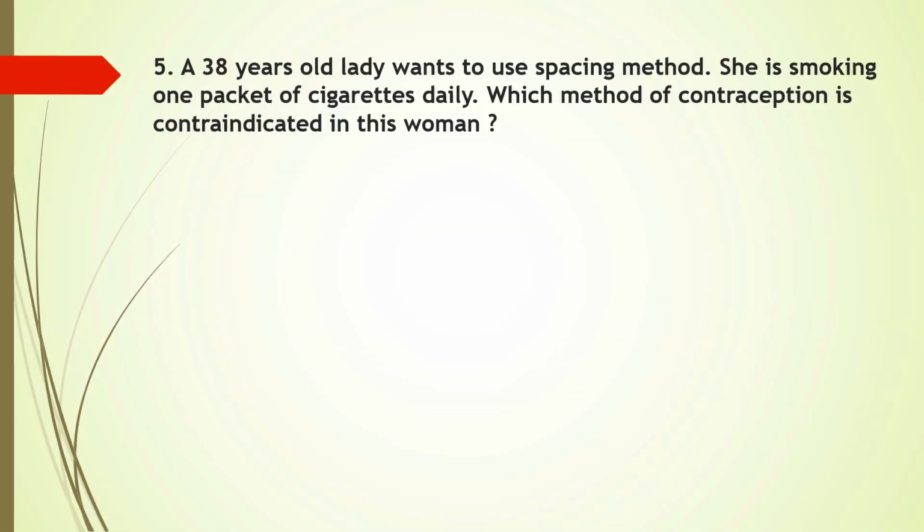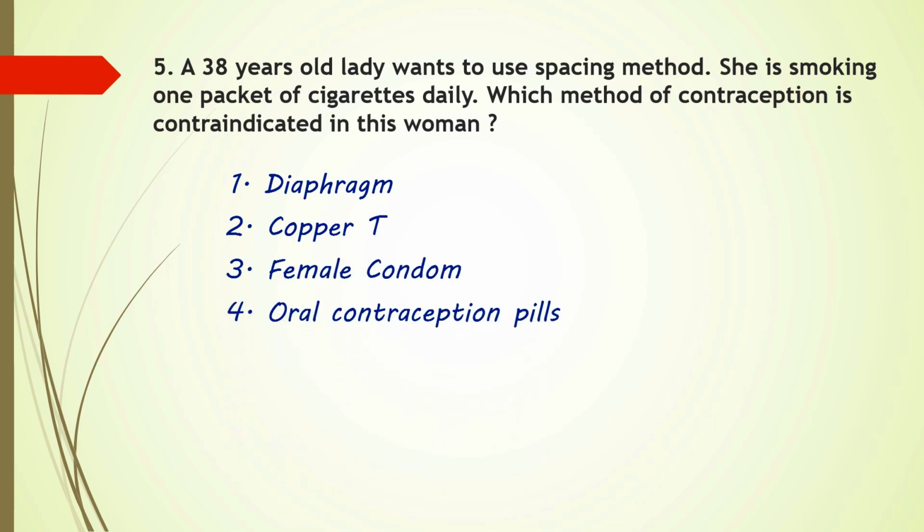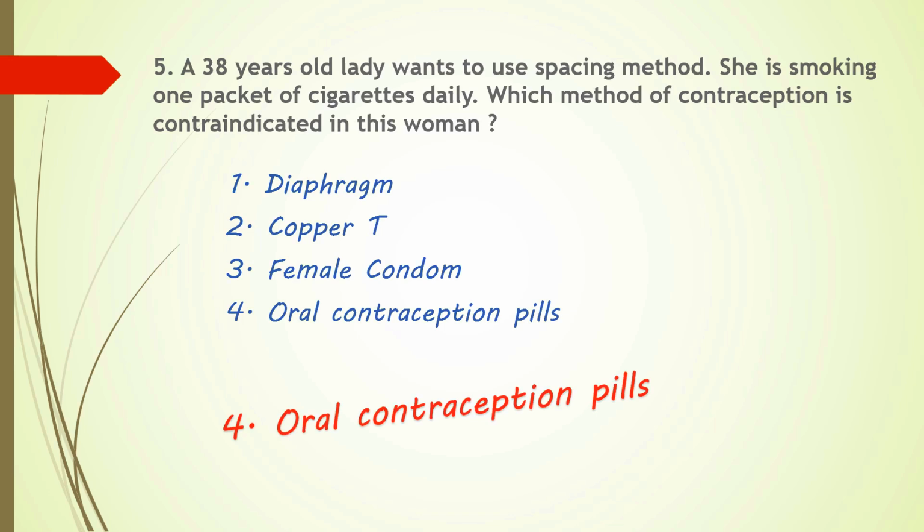Question number 5, a 38 years old lady wants to use spacing method. She is smoking 1 packet of cigarettes daily. Which method of contraception is contraindicated in this woman? Options are diaphragm, copper T, female condom, or option 4, oral contraception pills. In this case, when a lady who is smoking 1 packet of cigarettes daily, the method of oral contraception pills is contraindicated for this woman. For spacing method, she can use diaphragm, copper T, or female condom. Option 4 is the correct answer.